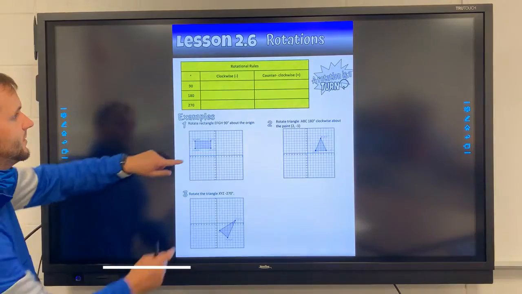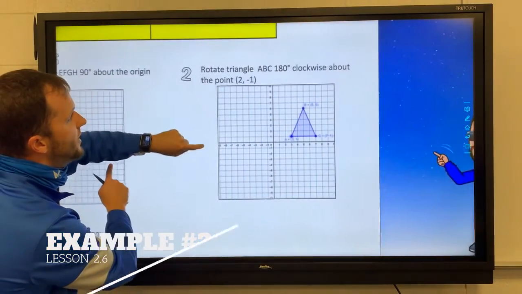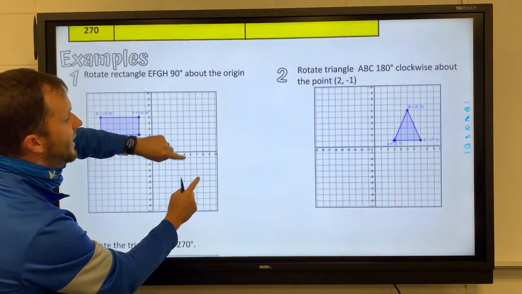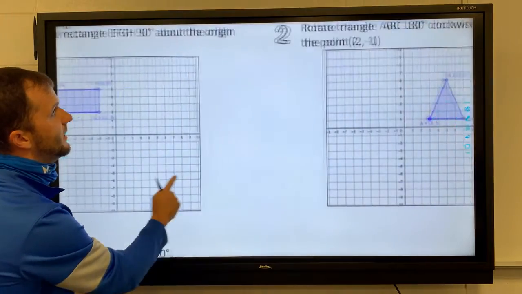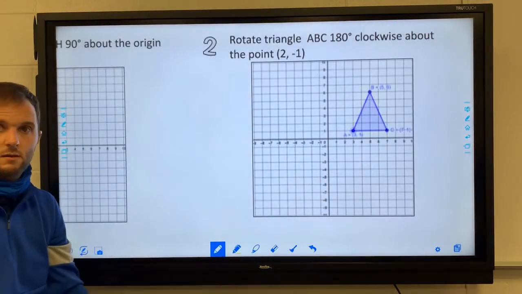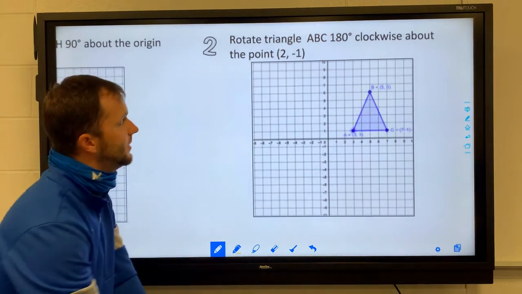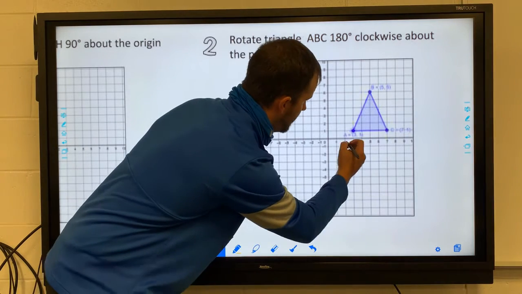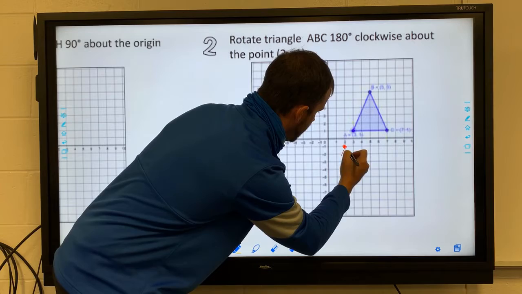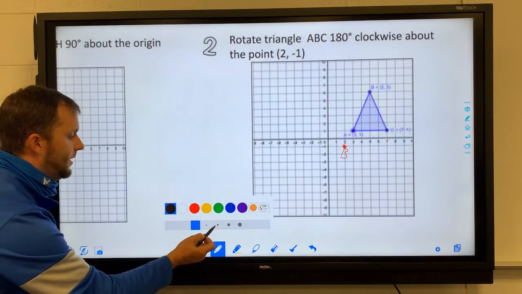So on example number 2 here, it says rotate triangle ABC 180 degrees clockwise about the point (2, -1). So we notice here that this is not going to be the origin, so this is going to be a little bit different. What I'm going to do now is call (2, -1), so I'm going to go over 2 and down 1, I'm going to call this point B, okay? Because this is going to be written in coordinate notation for you.